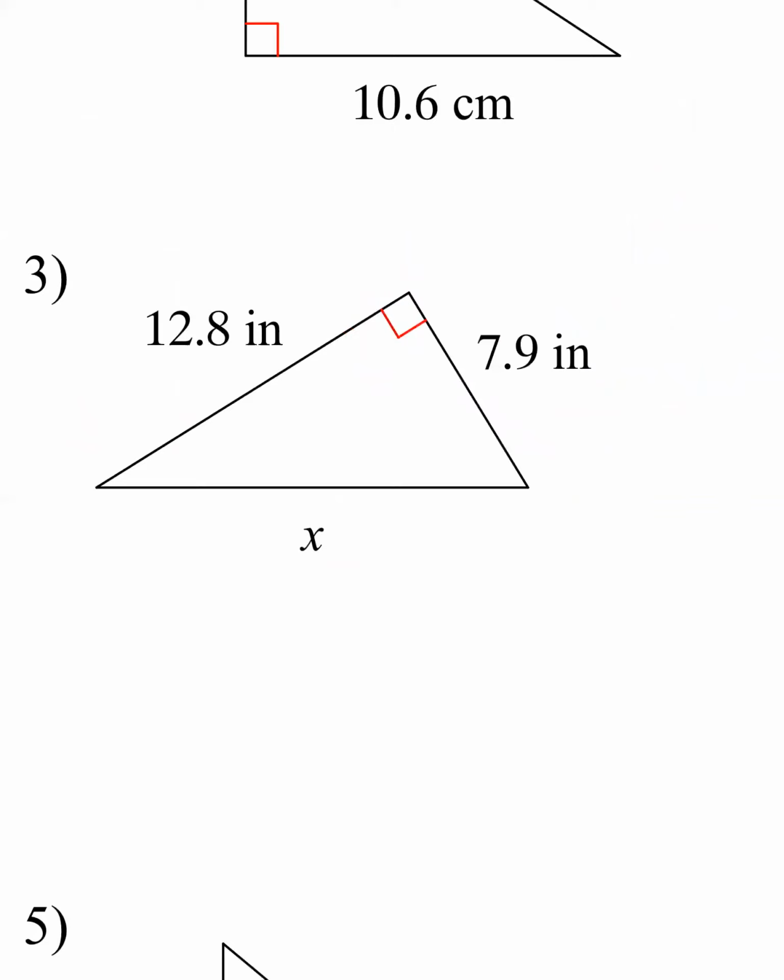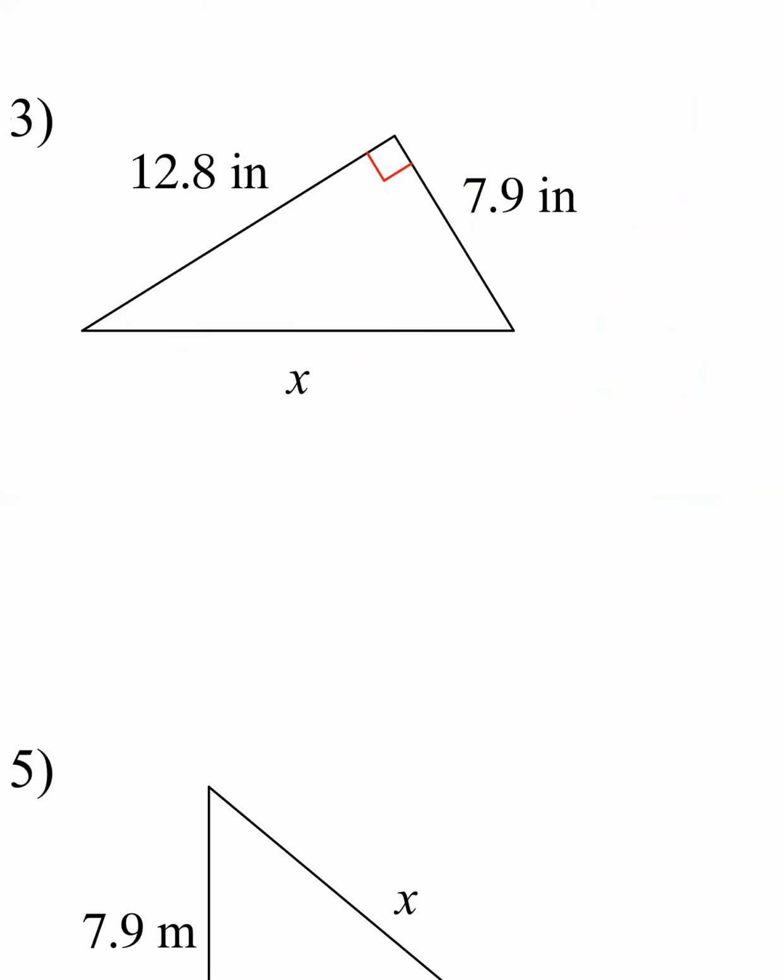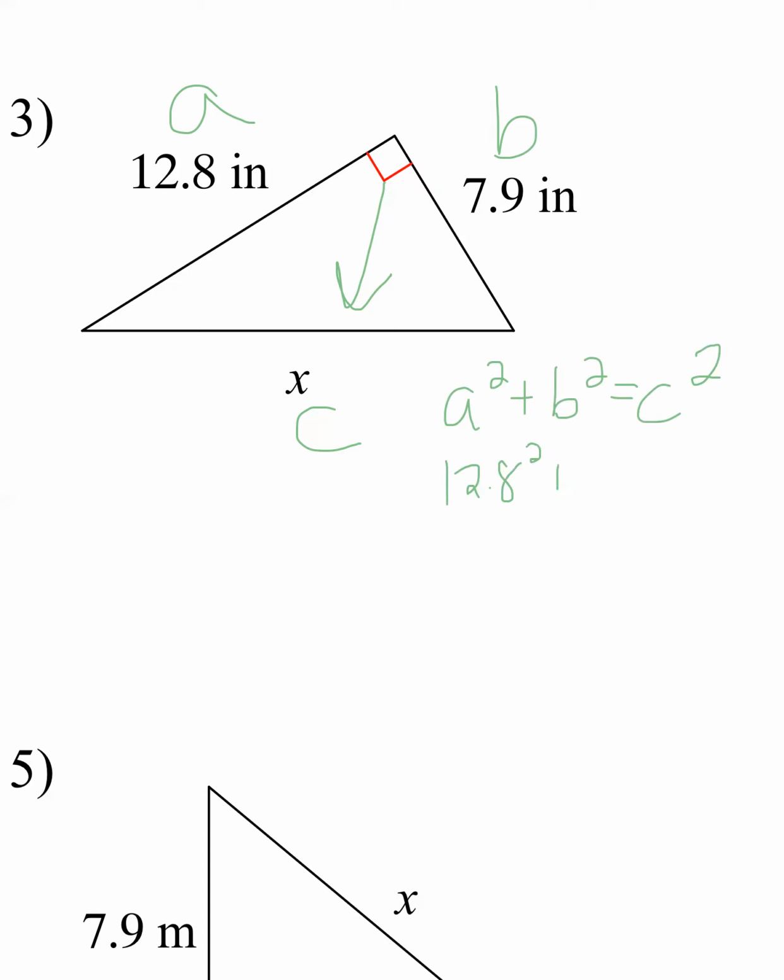Okay, this triangle's drawn in a little bit of a different orientation. So always remember, across from that 90-degree angle, that's your hypotenuse, that's your value for C. I'll call this one A and this one B. So let's plug everything in. A squared plus B squared equals C squared. A is 12.8. B is 7.9. And C, we're putting in an X.